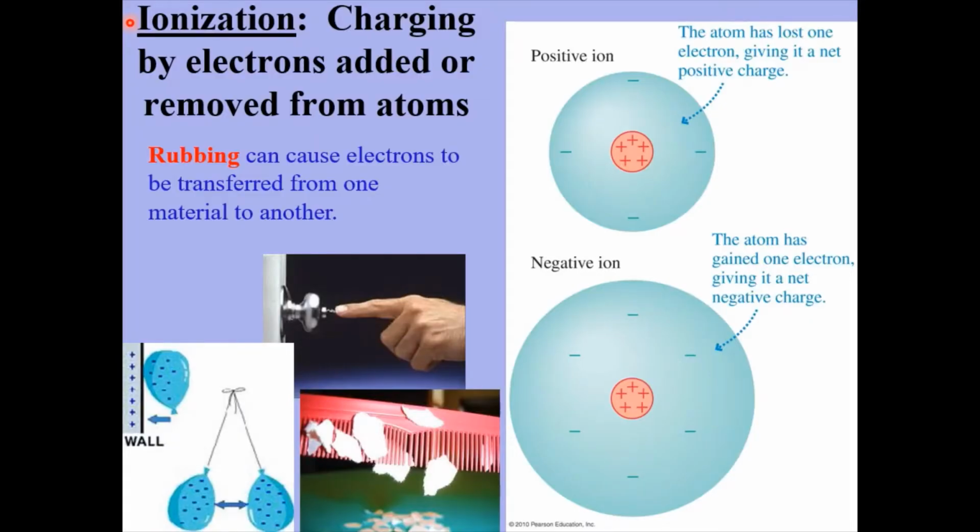We saw in the video of the Van de Graaff machine that we can ionize something, or charge it. And so the term ionization means charging by electrons added or removed from atoms. So for example, rubbing two different materials together or placing them in contact with each other can cause electrons to be transferred from one material to another.